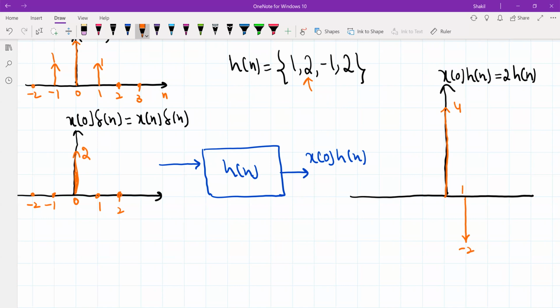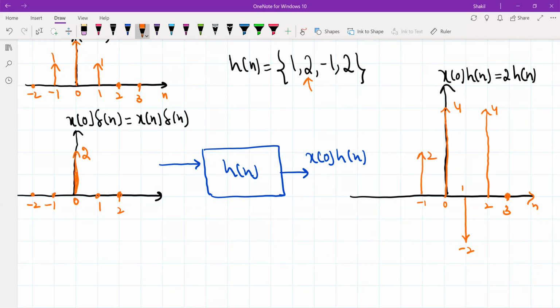Similarly, the value at n equal to 2 is 2, so the value will become 4. When you multiply 2 by 2, that will be 4. Similarly, the value at n equal to 3 is 0, so this will be 0, and so on. Now the value at n equal to minus 1 is 1, so when you multiply it by 2, it will be 2.